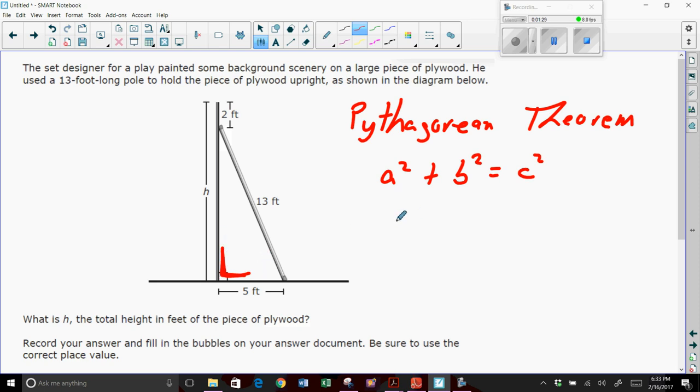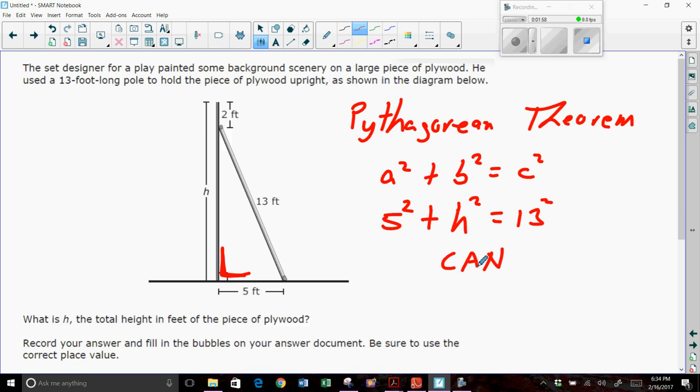So that's going to be a 5, so 5 to the second power, plus my other side, which will be h to the second power, equals. The last piece of my triangle is going to be the hypotenuse. I haven't used the 13, so this will be my 13 right there. Now I need to find the value of h. I can let the calculator do that for me, and I can use the CAN method, the calculator algebra numerical solve. So we're going to go into my calculator.